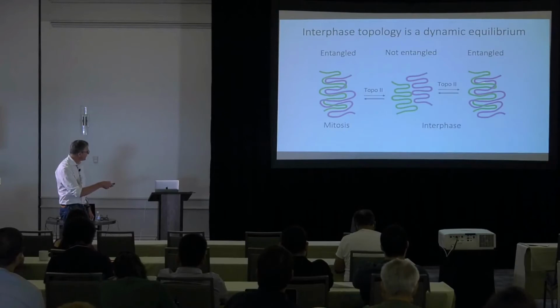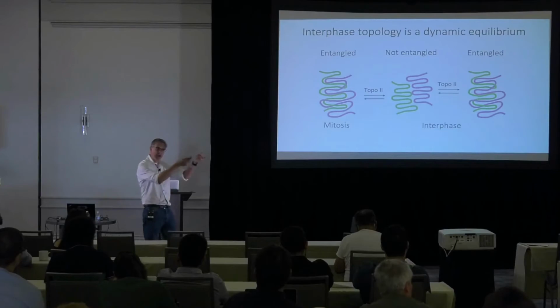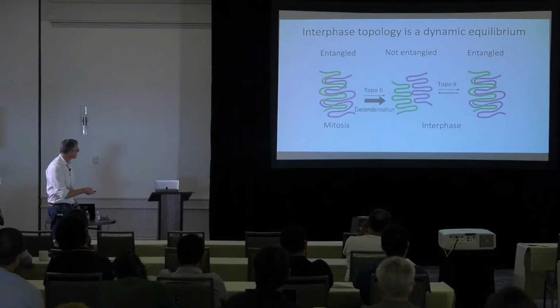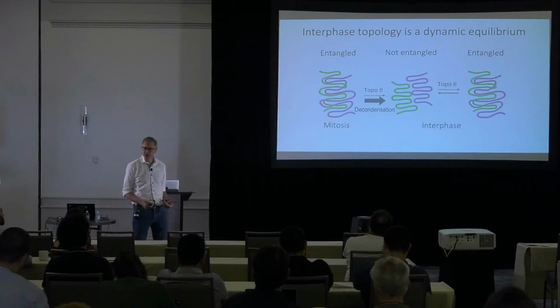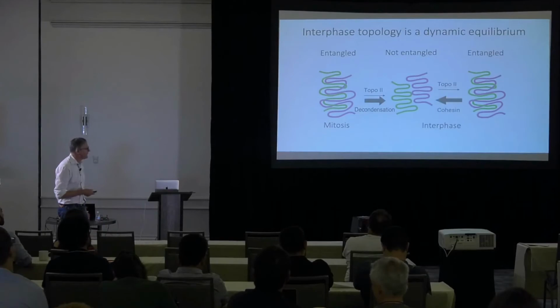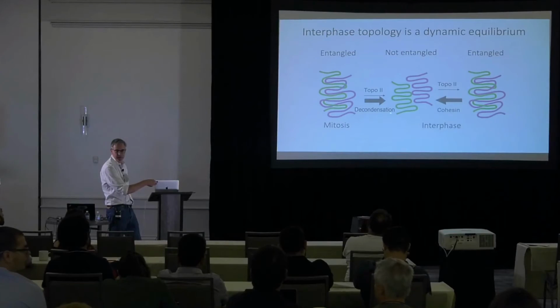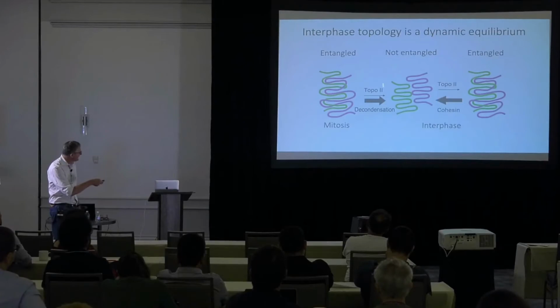These conversions between these states require topo 2, but topo 2 doesn't know what it's doing, whether it's going backwards or forwards. It needs some instructions. When you exit mitosis, the instruction could be decondensation. It will drive towards decatenation. Once you're in G1, to maintain this state in the face of constant action of topo 2, which would basically get an equilibrium between entangled and non-entangled, we have cohesin-mediated loop extrusion that pushes the entanglement towards unentanglement in a topo 2-dependent manner. So that's why in interphase, you end up in a steady state that is largely unentangled.